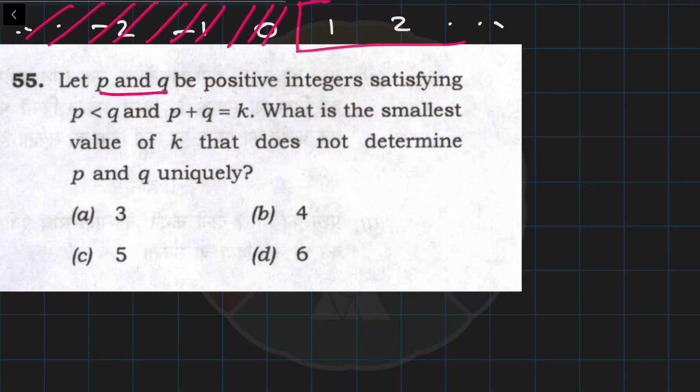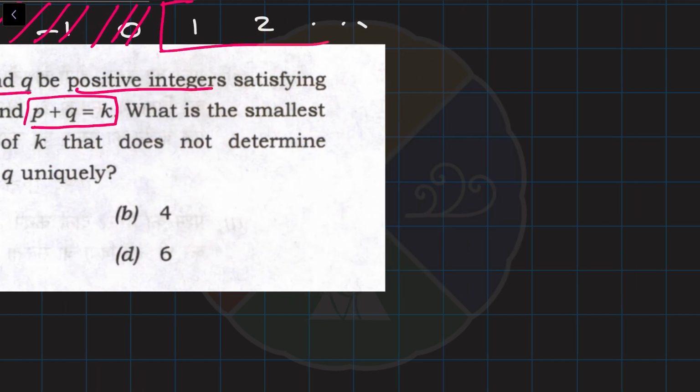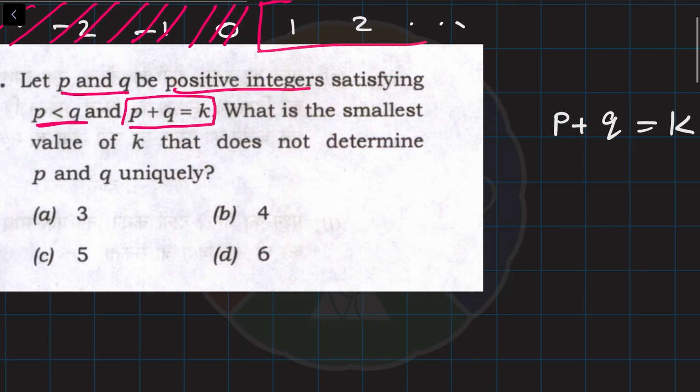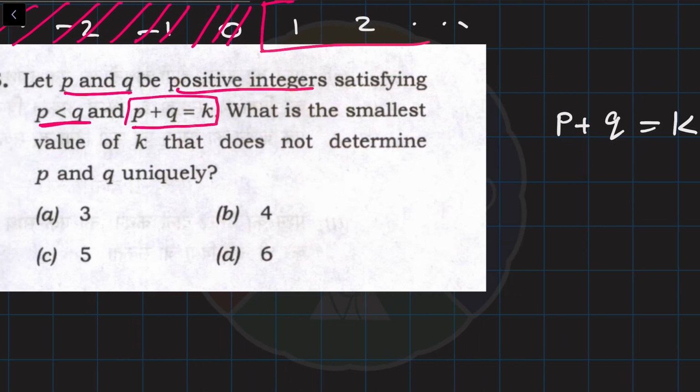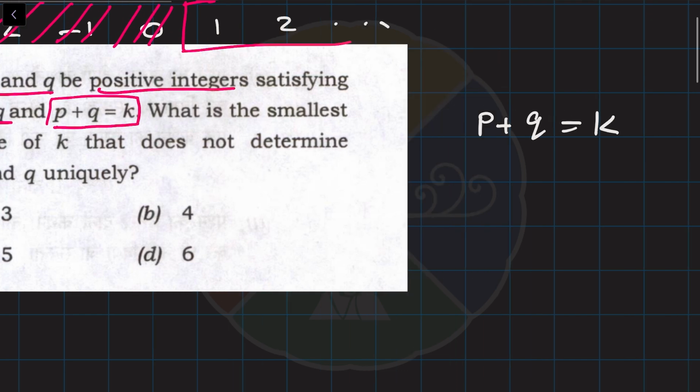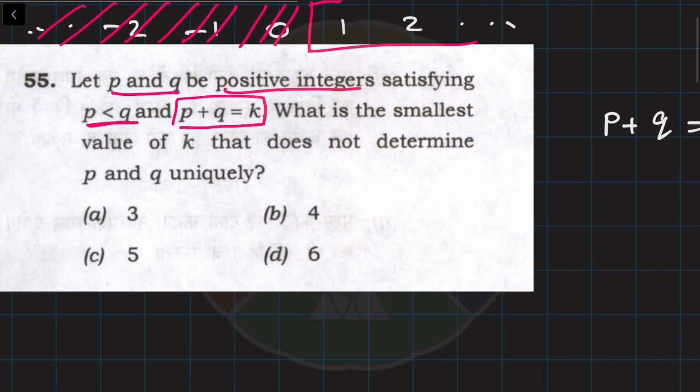So they are positive integers satisfying p less than q, and p plus q is equal to k. What is the smallest value of k that does not determine p and q uniquely? Okay, so we are looking for the smallest value of k.